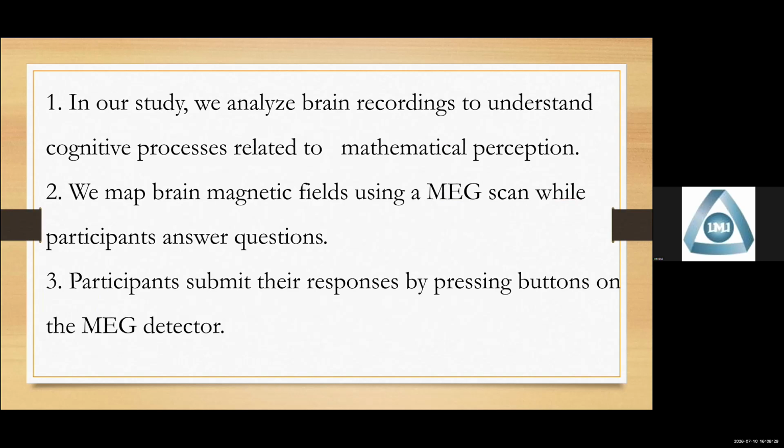Okay, in our study, we analyzed brain recordings to understand cognitive processes related to mathematical precision. We mapped the brain's magnetic field using an MEG scan while participants answered questions. Participants submitted their responses by pressing buttons on a response device.